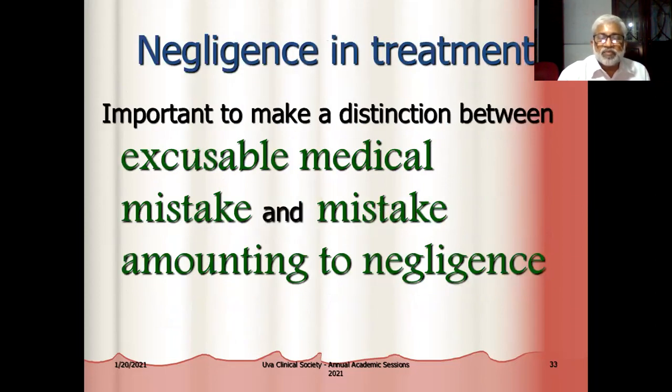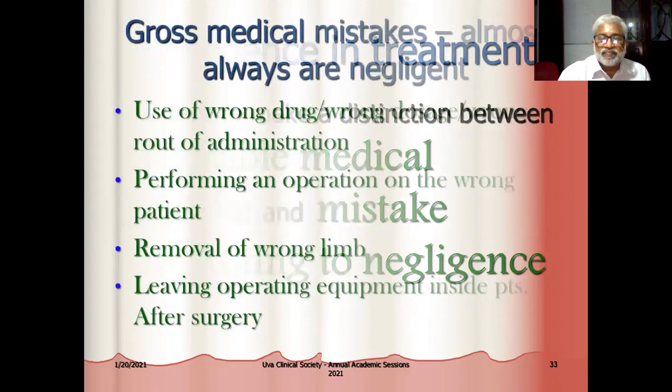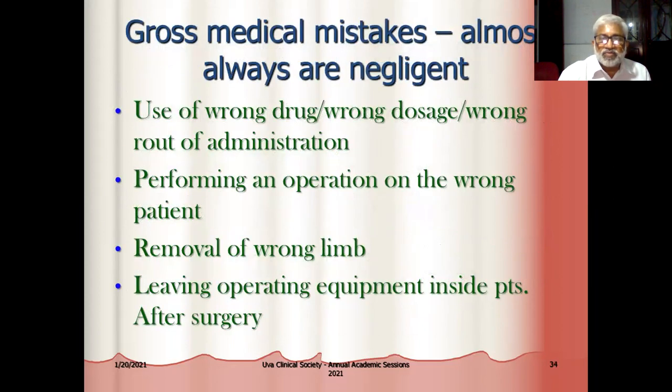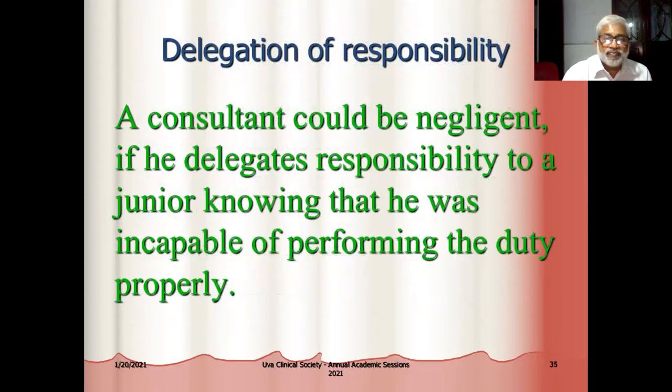Negligence in treatment. It is important to make a distinction between an excusable medical mistake and a mistake amounting to negligence. Gross medical mistakes almost always are negligent. Use of a wrong drug, performing an operation on the wrong patient, removal of the wrong limb, leaving operating equipment inside patients after surgery. A consultant could be negligent if he delegates responsibility to a junior knowing that he was incapable of performing the duty properly.